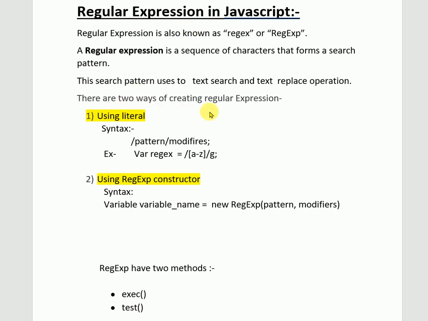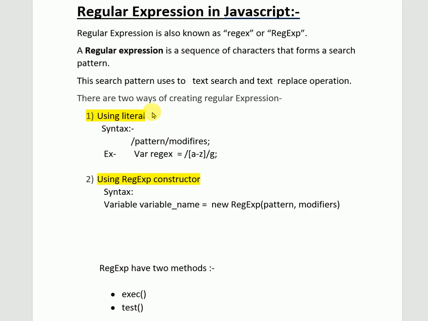There are two ways of creating a regular expression: the first is using a literal and the second is using the RegExp constructor. This is the syntax of both of them. RegExp has two methods. The first, match, returns an array of information on a match or null. The other, test, is used to test whether a string is a match or not.